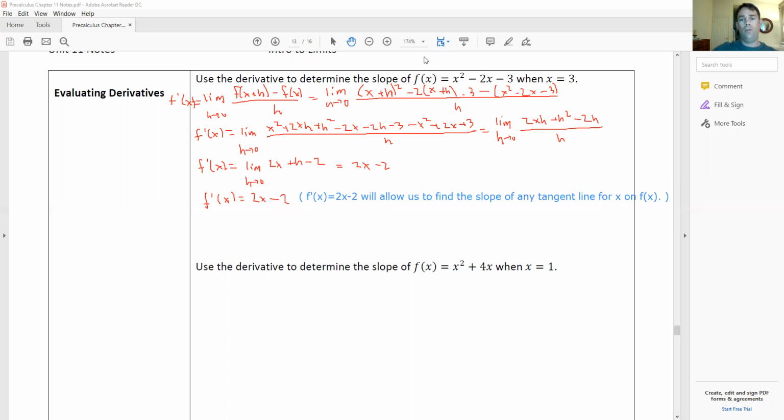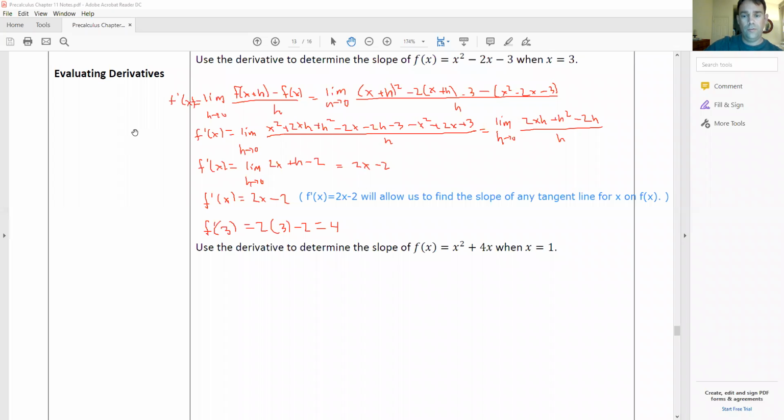For me, I'm dealing with the instantaneous rate of change at x equals 3. I want to find the slope at 3. So when I plug 3 in here, 2 times 3 minus 2, that would be 4. So the slope of f of x when x equals 3 is going to be equal to 4. All right, friends, why don't you go and pause the video and see if you can try this next one. See what you can do with that.